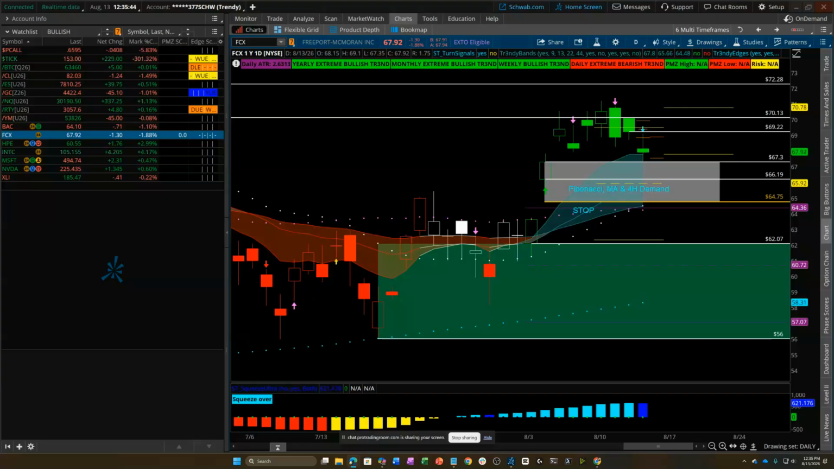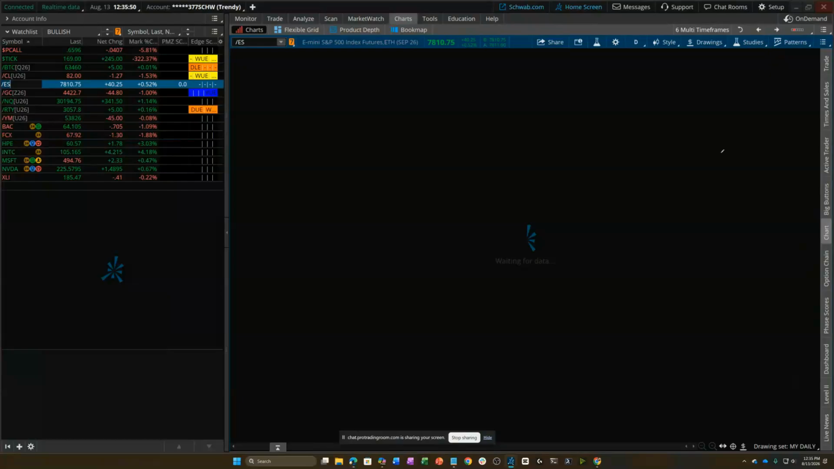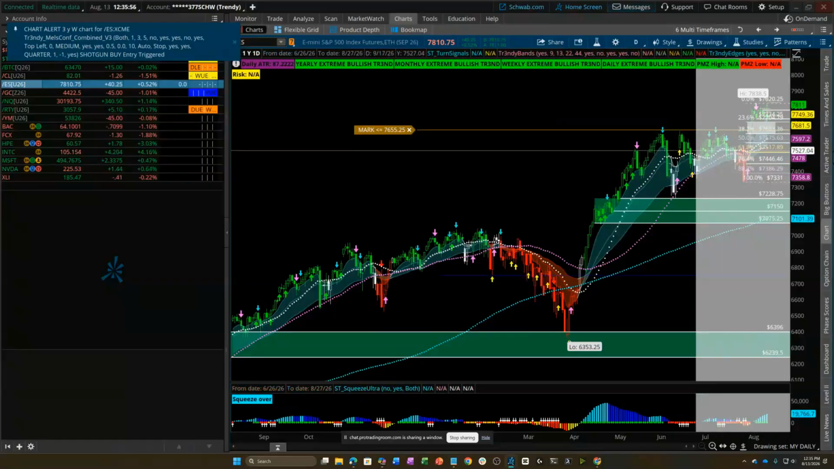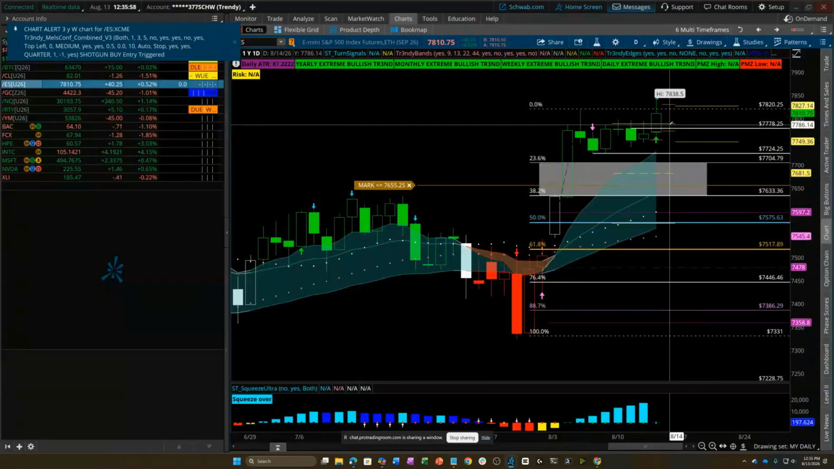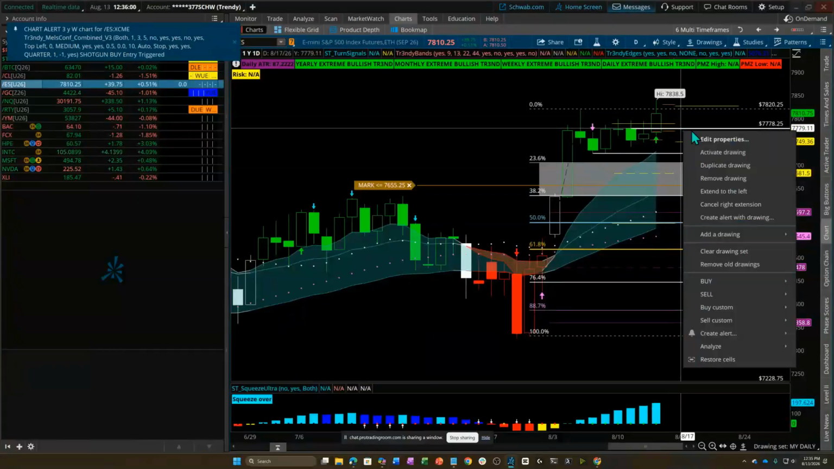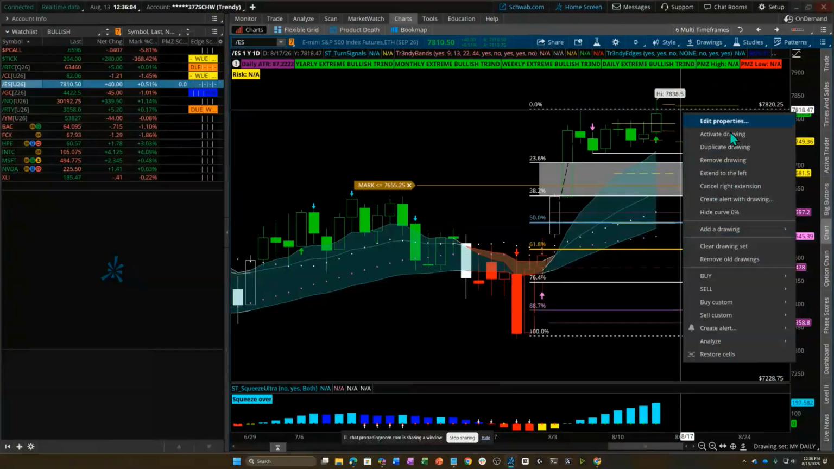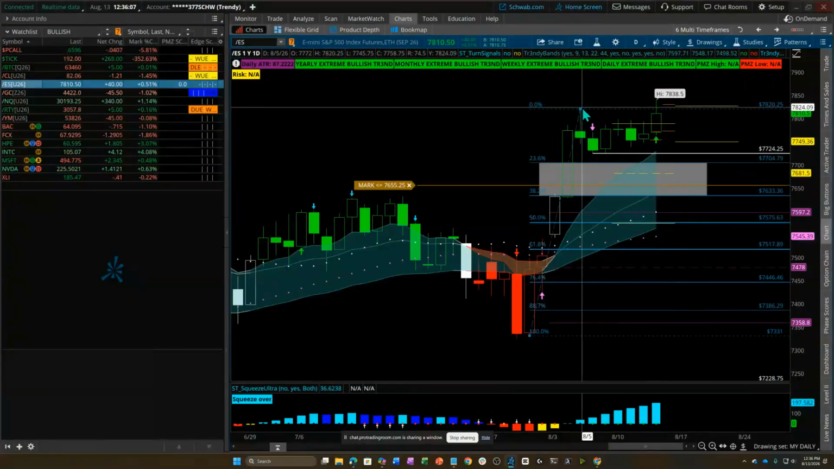So TLC, the first thing, let's just go to the ES futures chart. How do you determine chop? Watch price action. First step. Let me remove that real quick. Go ahead and run these up here.